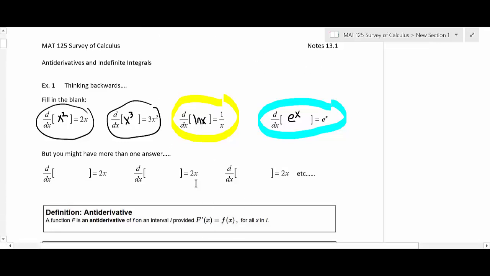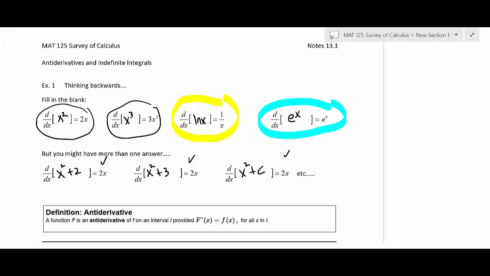Now here's the idea. You can get more than one answer. So actually, there's a whole bunch of antiderivatives for 2x, because you could have x squared plus 2. What is the derivative of x squared plus 2? 2x plus 0, so it's 2x. Another answer would be x squared plus 3. Same derivative, right? In general, you would have x squared plus c, because that's a constant. So you know if you do a derivative of a constant, it's 0 anyway.